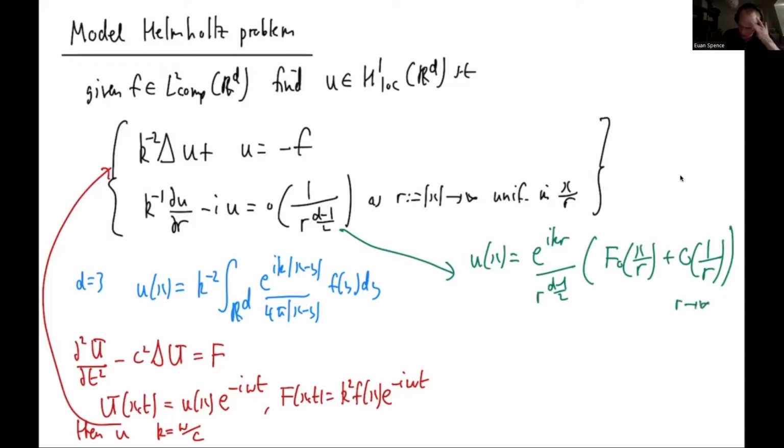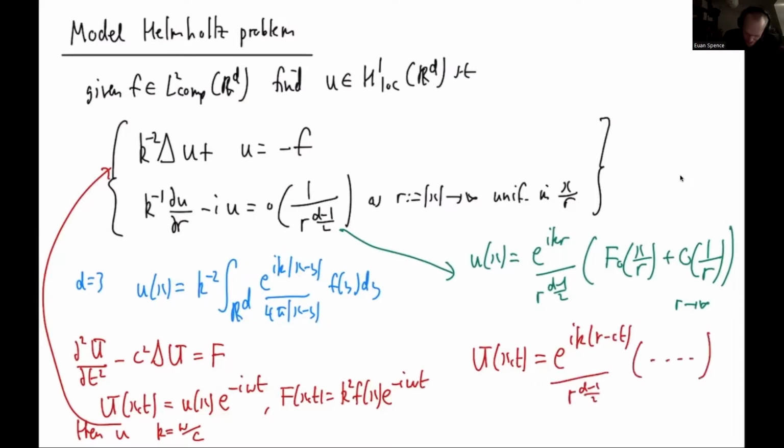And so now we see, if we've got our solution of the Helmholtz equation, it satisfies this radiation condition. We go and look at what that implies for the corresponding solution of the wave equation. We see then that capital U of x, t, so I've got to put in this e^{-iωt} dependence, is e^{ik(r-ct)} over r^{(d-1)/2}, and so on.